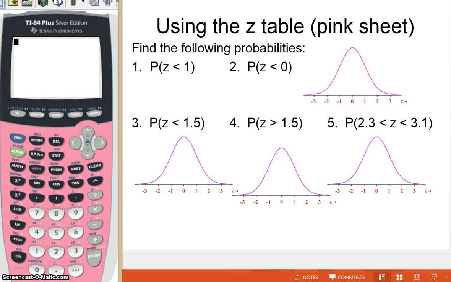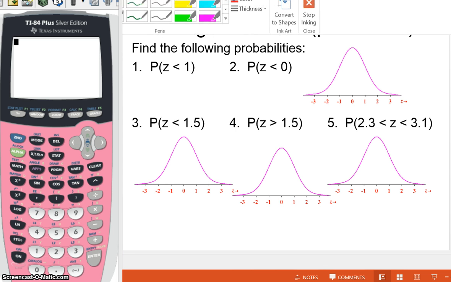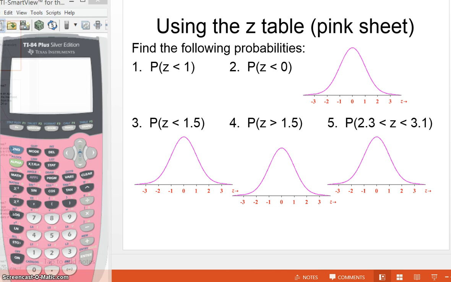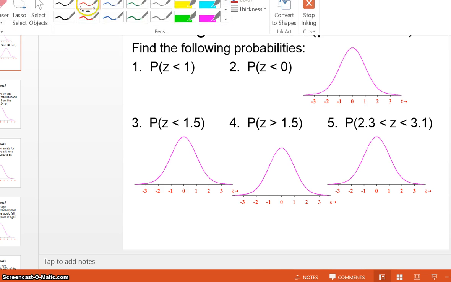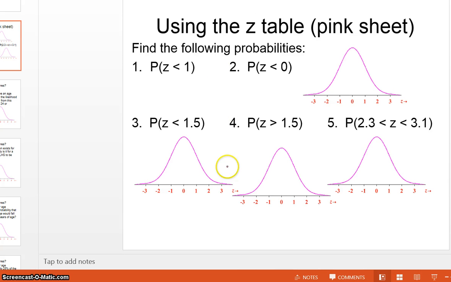Okay, AP Stats, today we're going to look at doing z-scores and all the different normal distribution probabilities strictly on the calculator. So the first thing we're going to look at is just doing z's on the calculator. If you recall, a z-score or a z-distribution is normal with a mean of 0 and a standard deviation of 1.